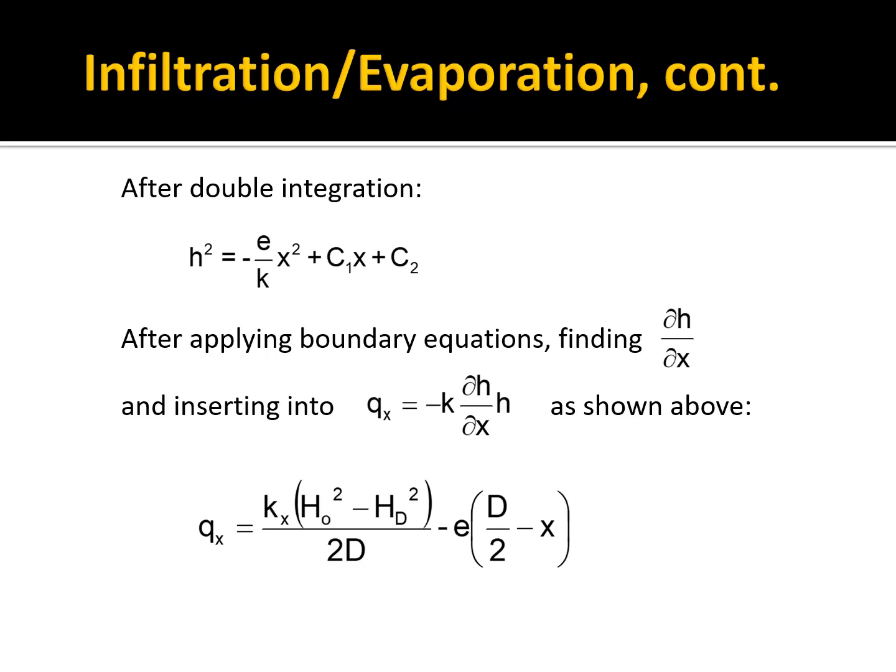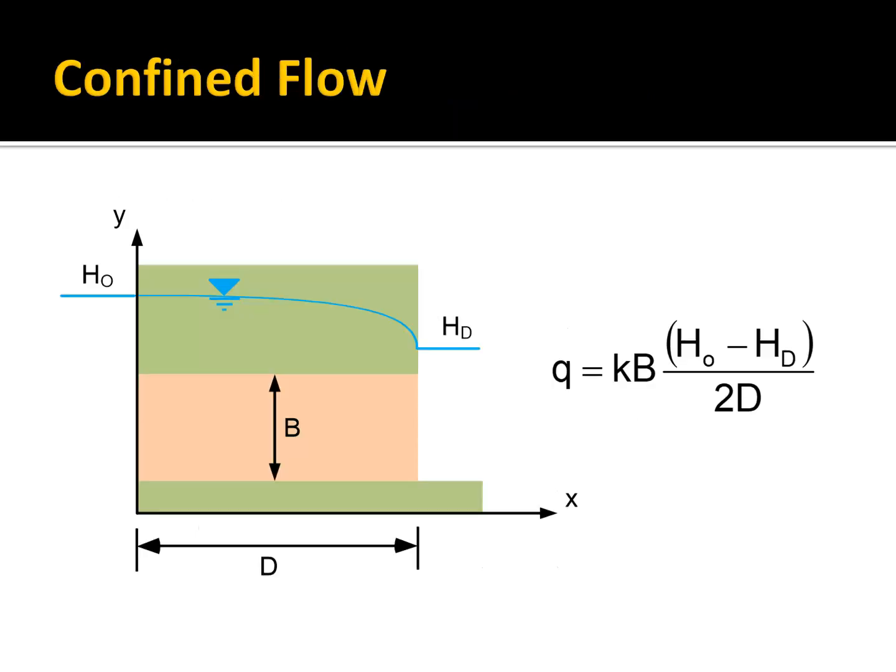If you want to know what the total flow rate is coming out the right side, you would just substitute d for x there, and d over 2 minus d gives you minus d over 2. So you get plus E times d over 2, and that would give you the flow rate on the right side. Again, we skipped part of the derivation here. Part of your homework for this section is going to be doing that derivation. So it's kind of fun. It'll be something to look forward to.